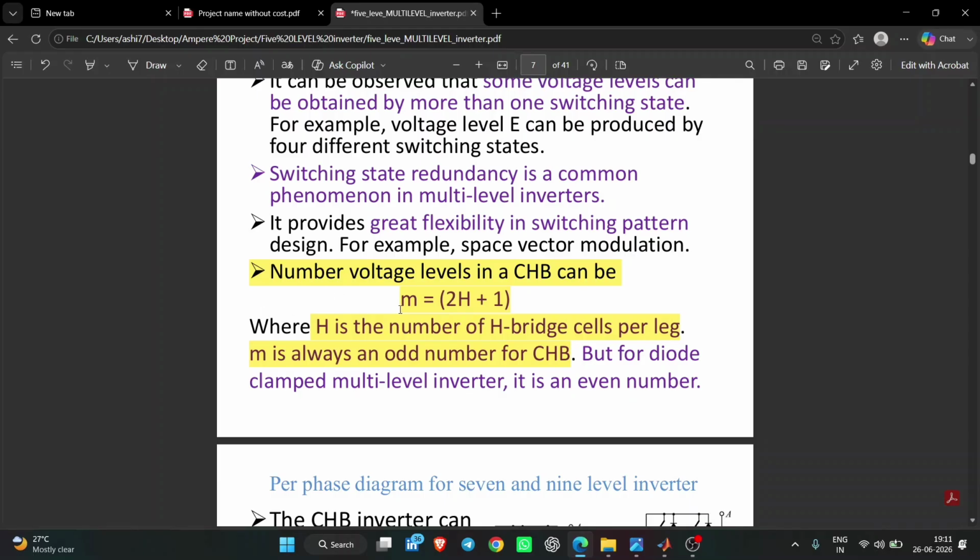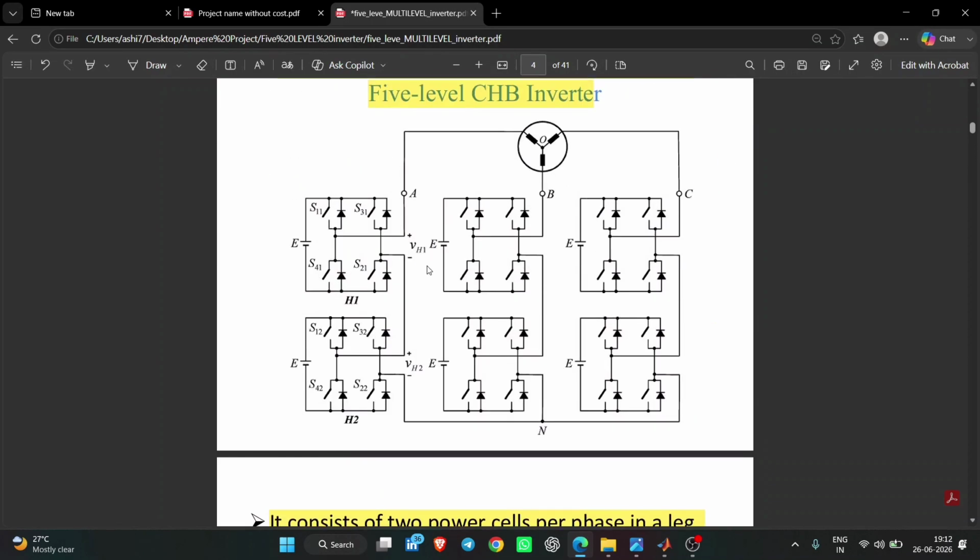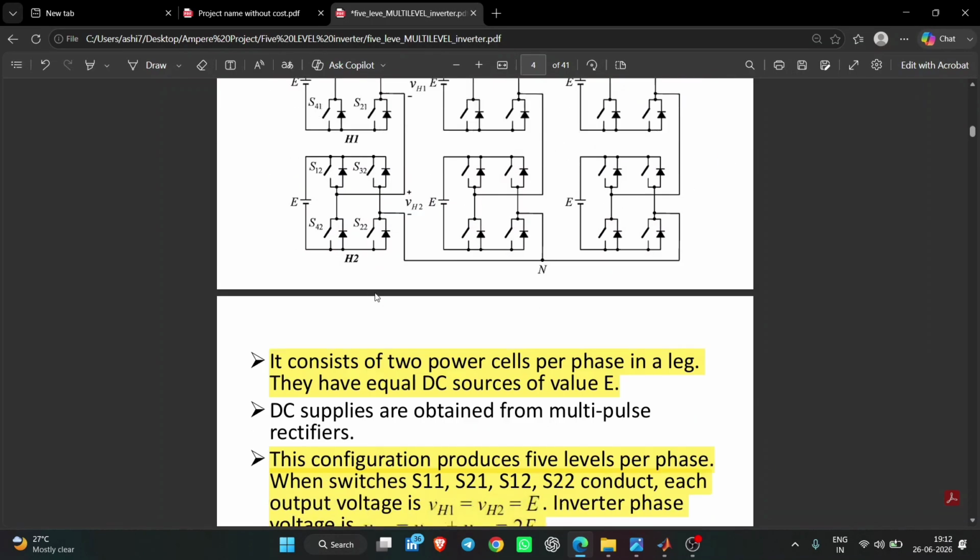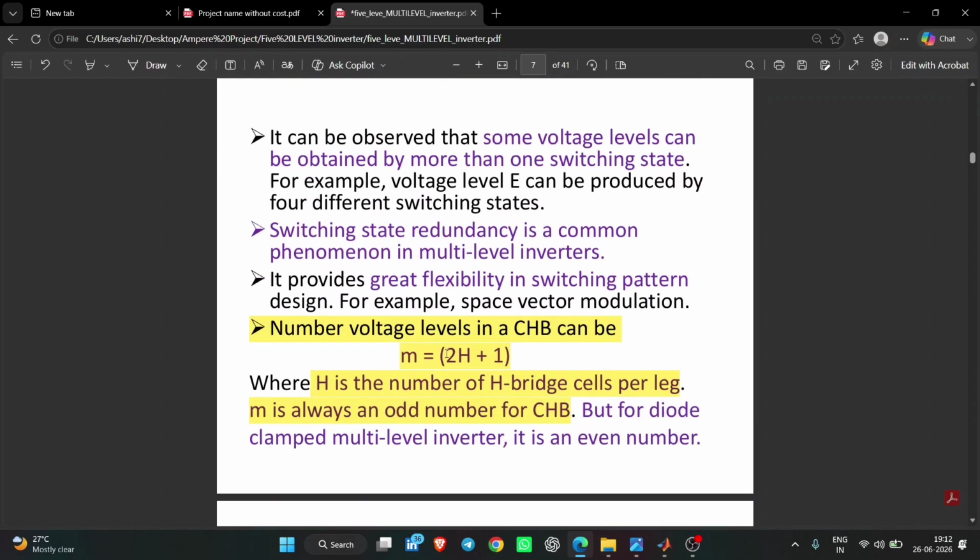Now coming to this point, this is important. M equal to 2H plus 1. This is an important formula. Per phase, you have to see A phase, here 2 H bridges. So put here 2 into 2, 4 plus 1. So there will be 5 levels.